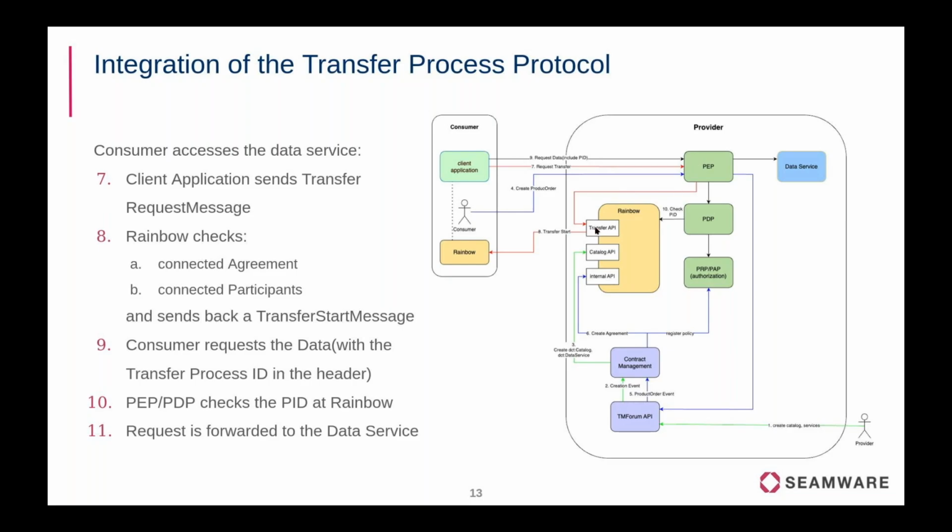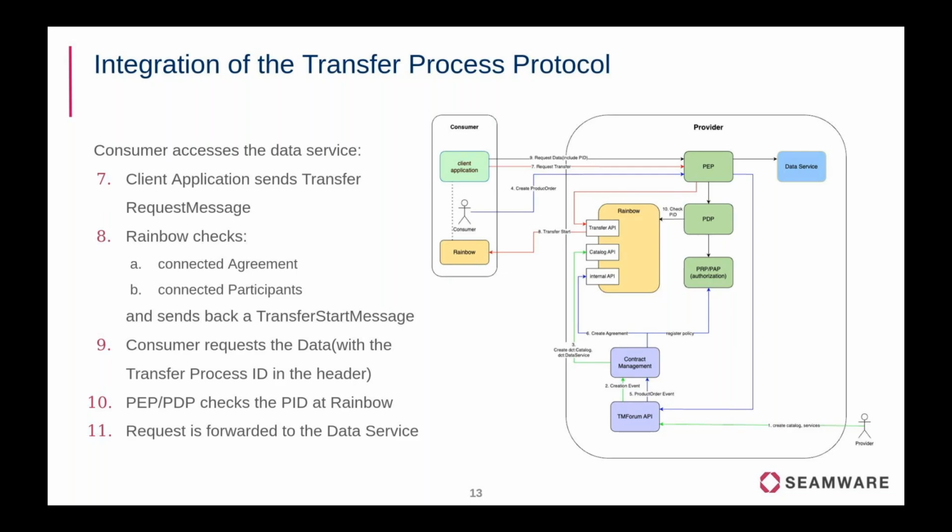And then Rainbow has to check that the connected agreement exists, and that this agreement also belongs to the participants that are requesting here. So that the consumer is actually the one referenced in the agreement, and also that the provider is the one referenced in the agreement. So it should not be possible for just anyone to use the agreement, but only those that the agreement belongs to. If that is successful, Rainbow currently sends back a transfer start message to the consumer side.